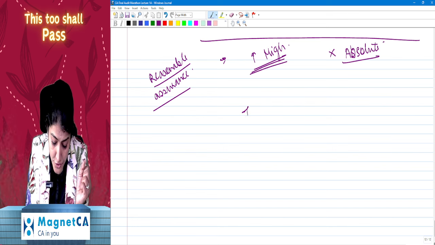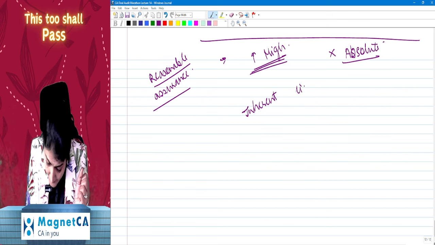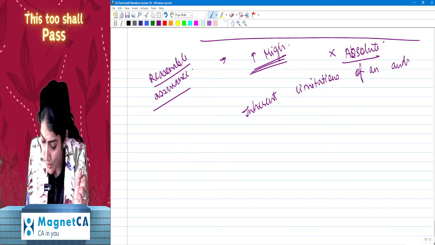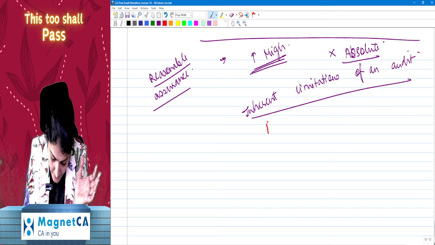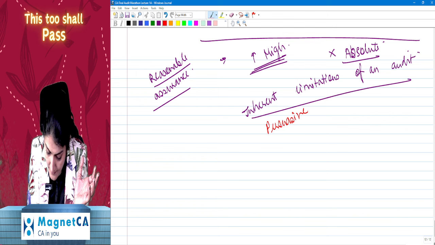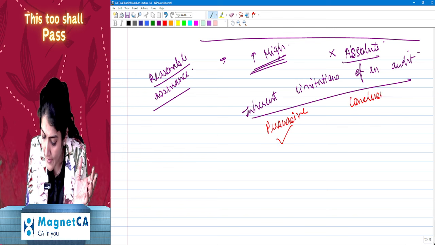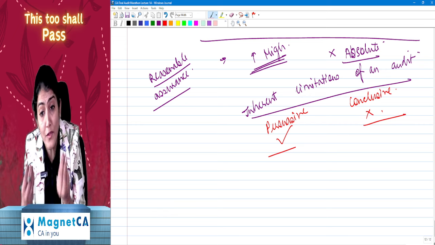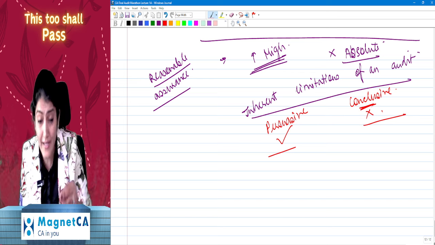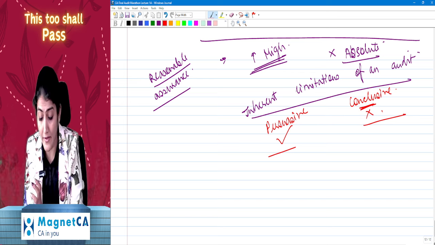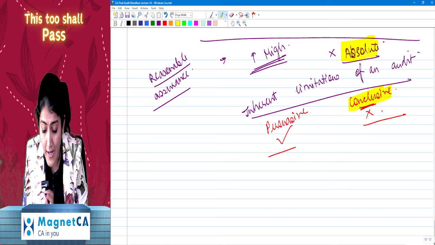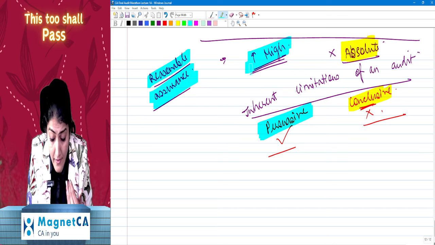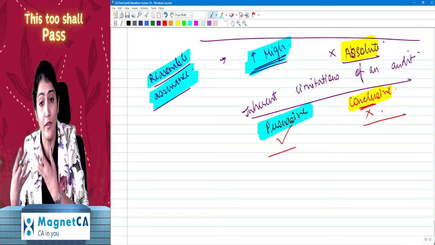Why not an absolute assurance? Due to the inherent limitations of an audit. And what is the most important inherent limitation? The evidence obtained by the auditor is persuasive and not conclusive in nature. Persuasive means to convince, most likely to be true; conclusive means only that is true. We don't get conclusive evidence. Had we got conclusive evidence, we could have given an absolute assurance. But the evidence we get is persuasive, which is why we give reasonable assurance, a high level of assurance.